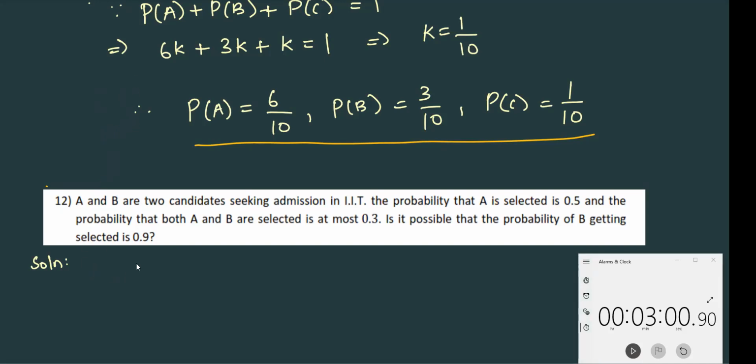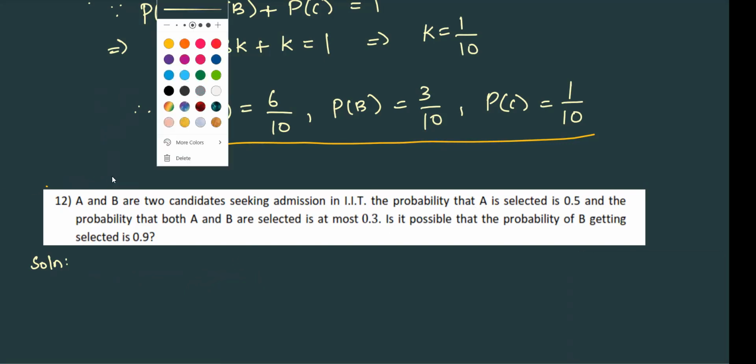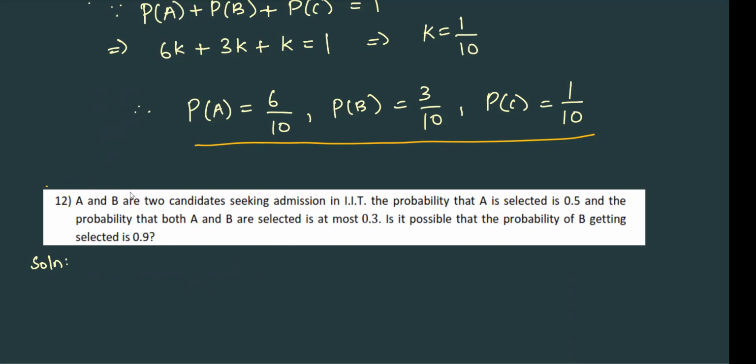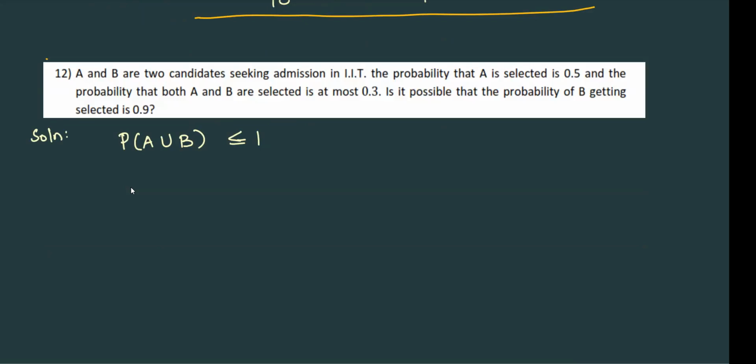Okay, good. I got one correct answer. Problem is simple. Two candidates are seeking admissions. Now, probability of A union B means either A or B getting selected. This has to be less than or equal to 1, because no probability can be greater than 1.